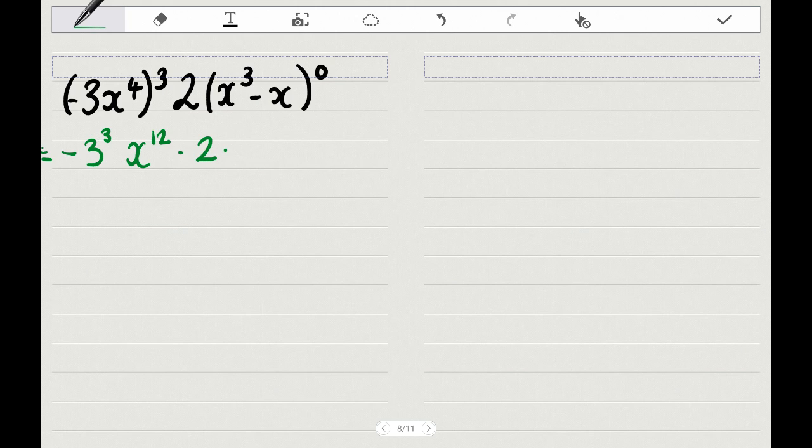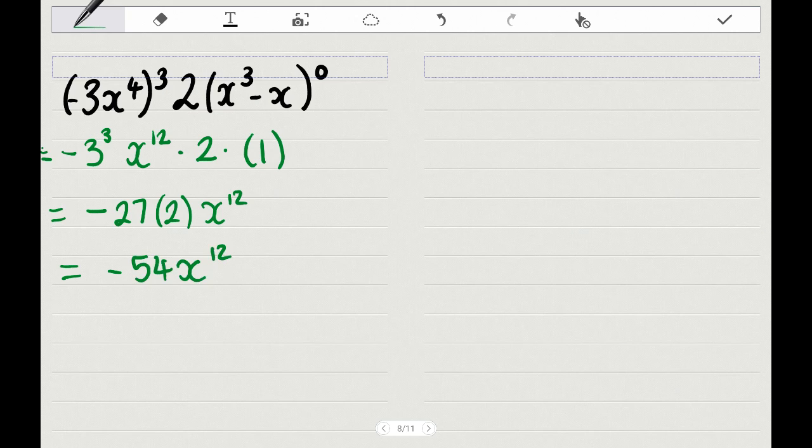Okay, we've got that 2, and anything to the power of 0 is 1. So this whole thing is 1. So let's multiply this. This is minus 3 cubed times 2 times x to the power of 12. So that 3 cubed is 27 times 2 times x to the power of 12. So this is minus 54x^12. Okay, so the important part was to pay attention to this negative over here.